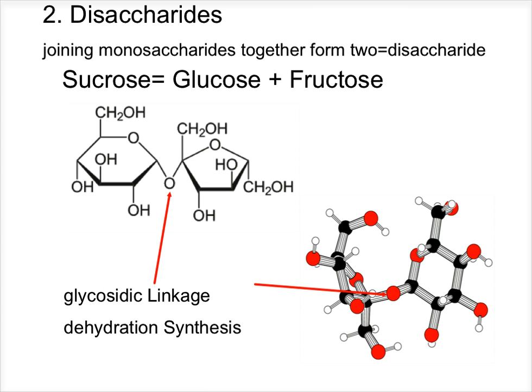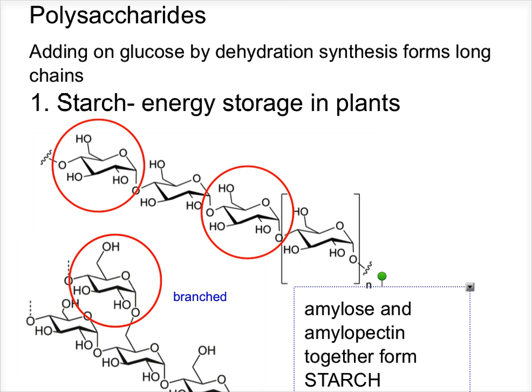Monosaccharides are joined together to form disaccharides. The bond is known as a glycosidic linkage, and this is due to dehydration synthesis. So here you can see a molecule of glucose plus fructose forming sucrose. Polysaccharides are when we start linking glucose together by dehydration synthesis to form long chains.